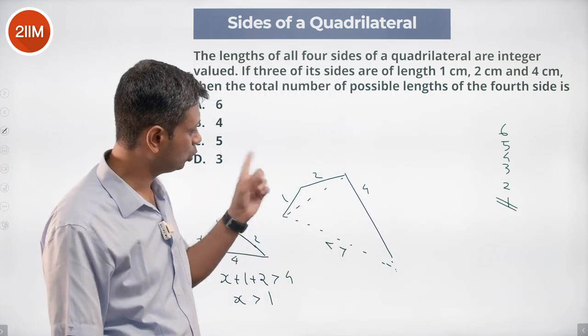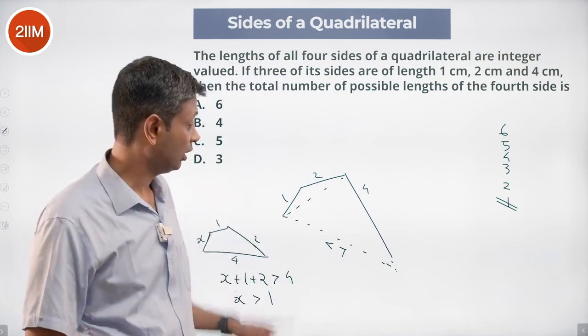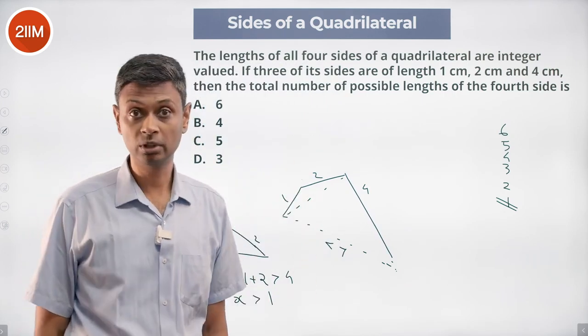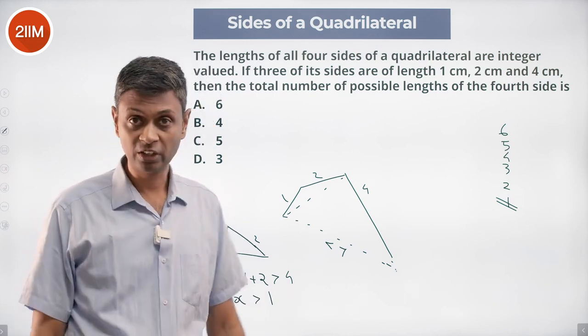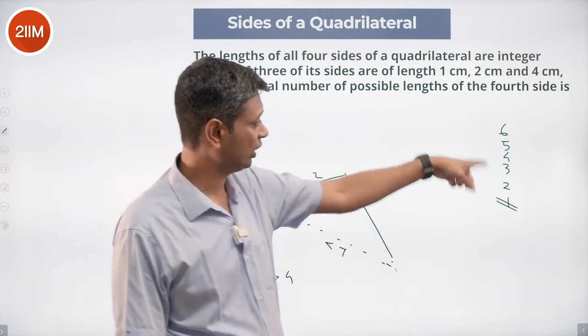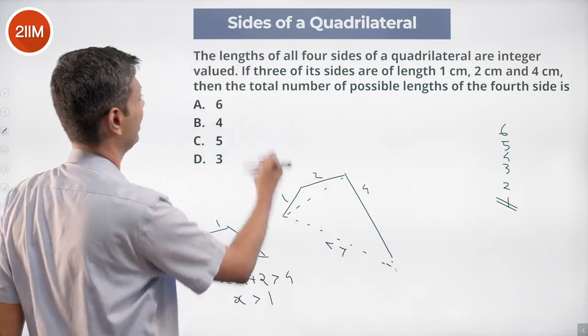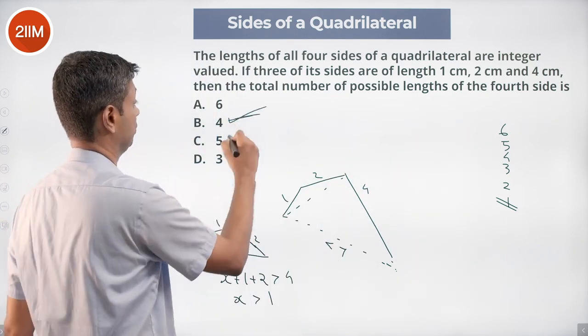I can have 1, 2, 2, 4. That's possible. And 1, 2, 4, 6. That's also possible. But I cannot have 1, 1, 2, 4. We cannot have 1, 2, 4, 7. So the values this can take are 6, 5, 4, 3, 2. How many values are there? 5 of them.